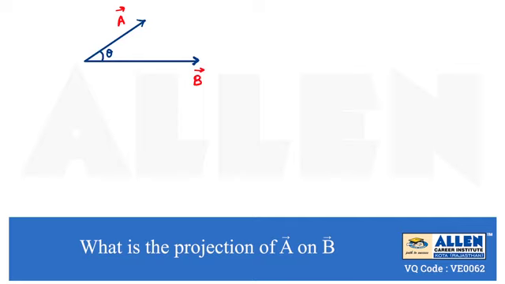Now we have to find the projection of A vector on B vector. Projection sometimes is also known as component. So we will see how to find the component of A vector on B vector. For that we will draw a component from the head of A vector on another vector, that is B vector.